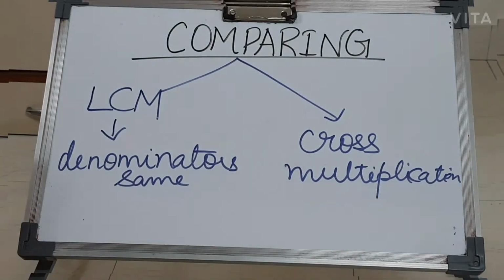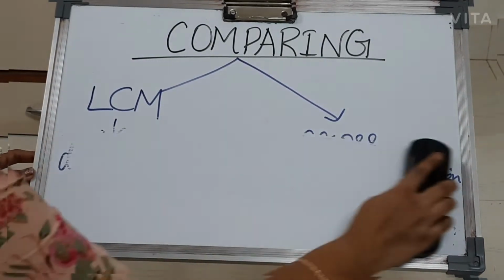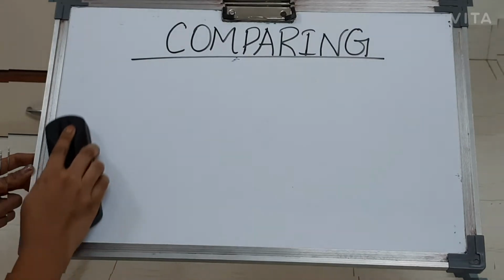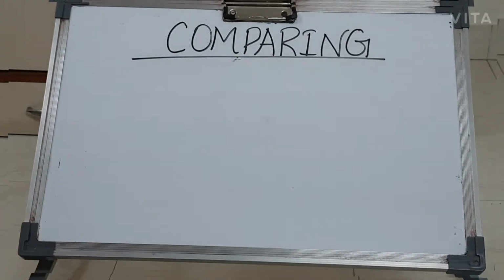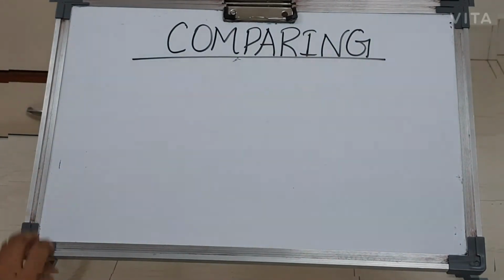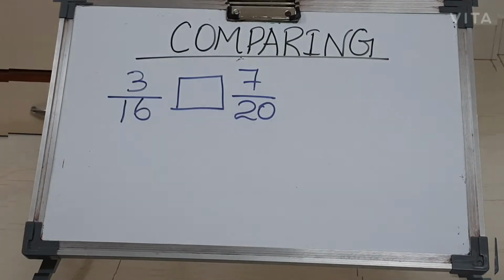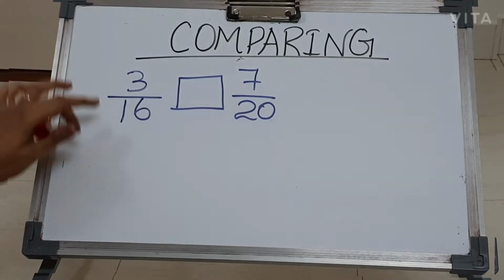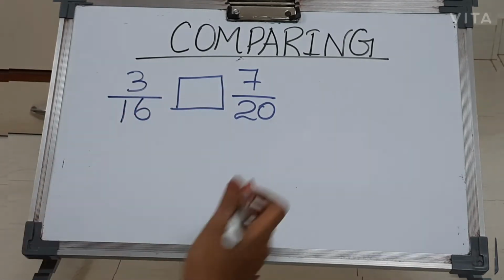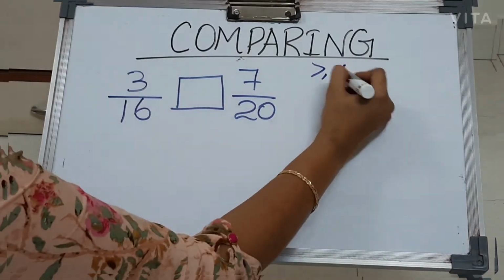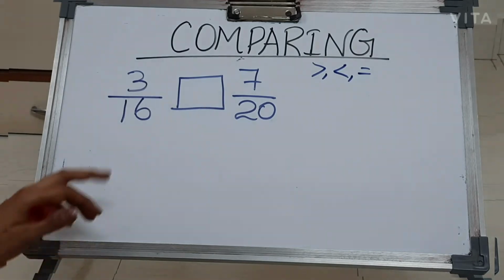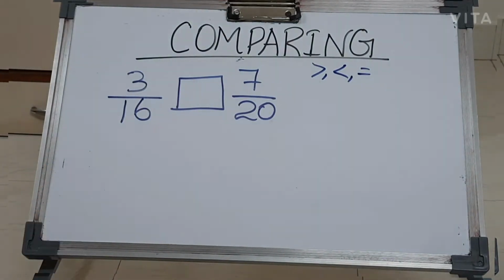Now I will deal with one method. The first method: we find the LCM and then make the denominators the same. Suppose I take one example. If we have to compare 3 by 16 and 7 by 20, meaning we have to put the sign, which is greater, equal or smaller.